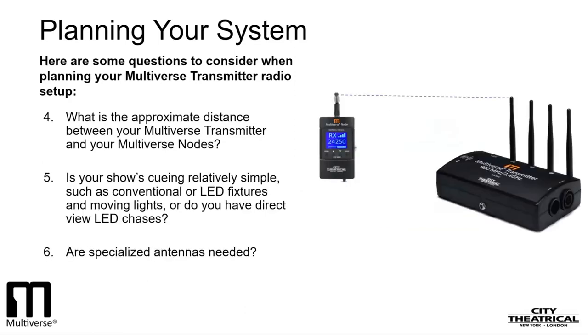What is the approximate distance between your multiverse transmitter and your multiverse nodes? This will influence the show ID that you choose. Is your show's queuing relatively simple, such as conventional or LED fixtures and moving lights? Or do you have direct view LED chases? This will influence the show ID you choose. Are specialized antennas needed? Panel and Yagi antennas can help to overcome challenges related to fidelity or distance while keeping unneeded radio energy away from other gear on the show.